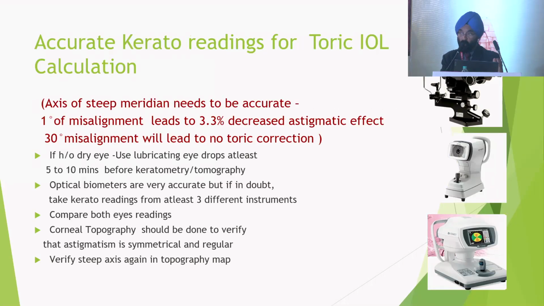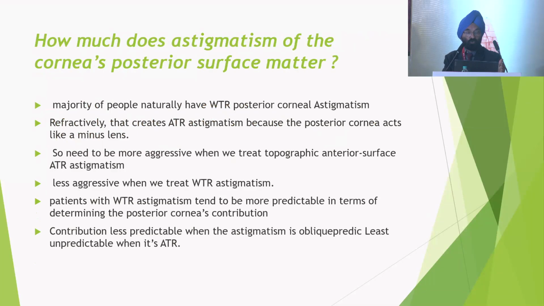So we all are aware that 1 degree of misalignment leads to 3.3 degree decrease in astigmatic effect, and 30 degree misalignment leads to total loss of toric correction. So if there is history of dry eye, please use lubricating eye drops 10 to 15 minutes before doing keratometry. Optical biometers are accurate, but if in doubt, you can, like I mentioned, take K from different instruments, compare both eye readings, and verify steep axis again in the topographic map.